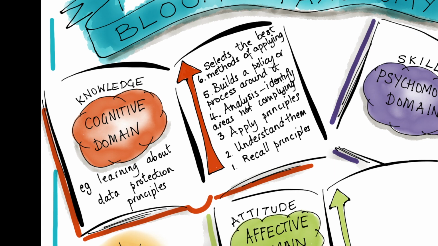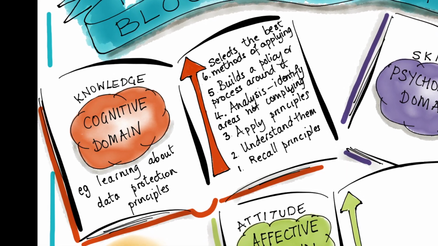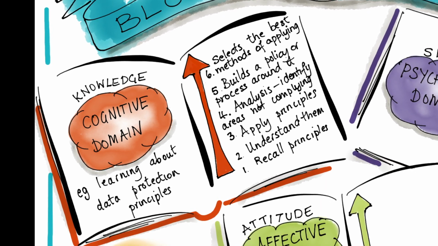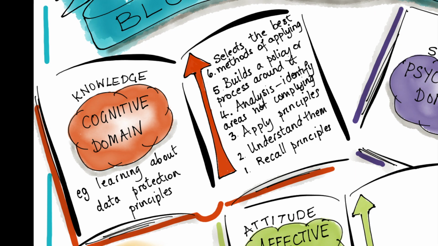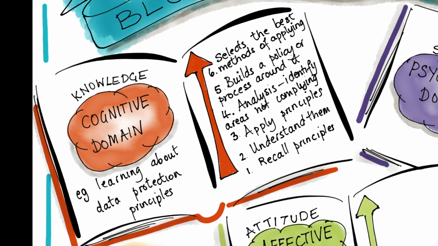At the fifth level, they would be able to, because of their knowledge, build a policy or a process around it for their organisation. And the final and sixth level is about selecting the best methods of applying those principles.